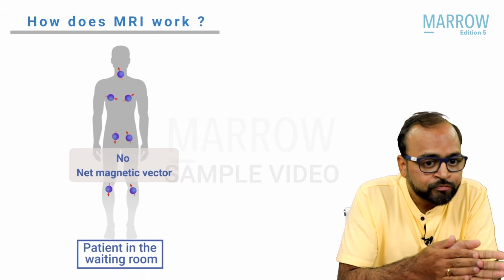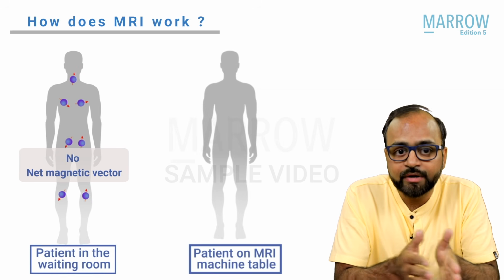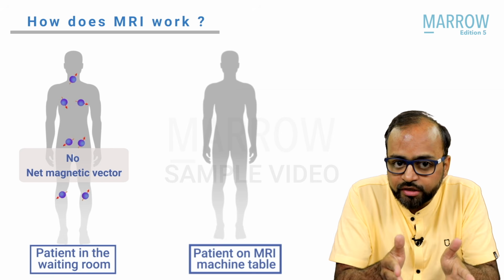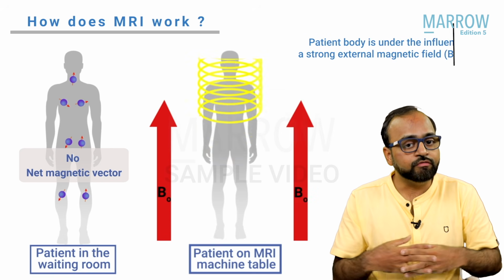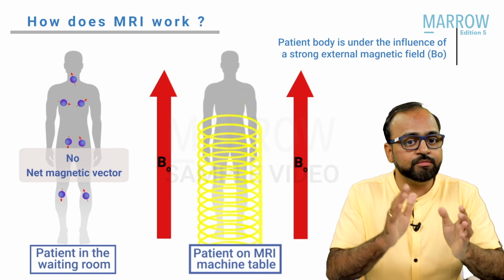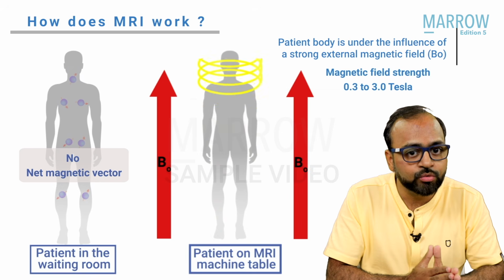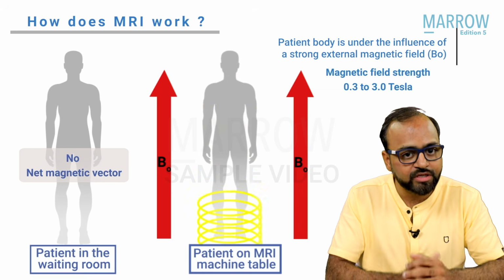Now what happens? When the patient lies on the table of the MRI machine, the patient's body is now under the influence of a very strong external magnetic field B0. Can you see? It is an extremely strong magnetic field, with strengths from 0.3 Tesla to almost 3 Tesla, which are used clinically today.